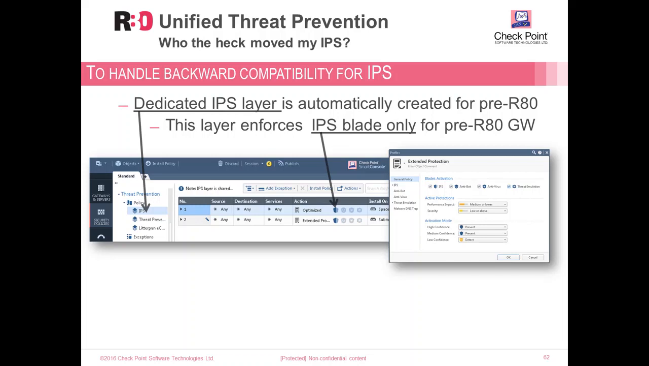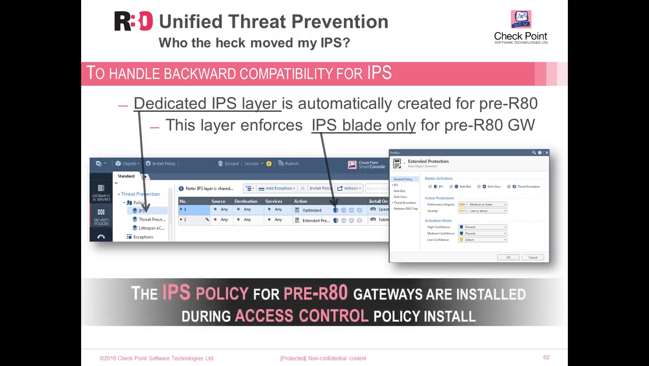So this is where you will find a list of all the different gateways that are pre-R80 running the IPS blade, and you can see the different protection profiles enabled for those gateways. Please also remember that the IPS policy for pre-R80 gateways is not installed when you're doing a threat prevention policy install. It is installed when you're doing an access control policy install. But when we upgrade to R80.1, IPS will be installed with the threat prevention policy.